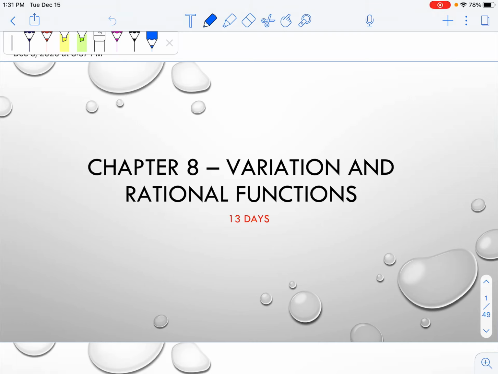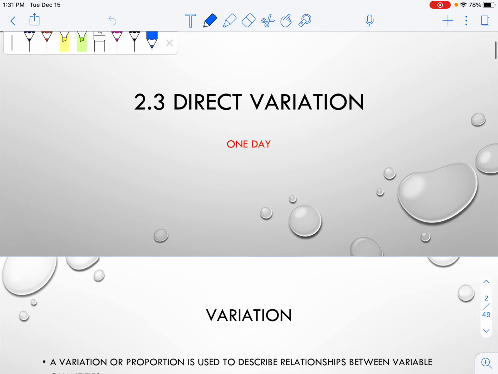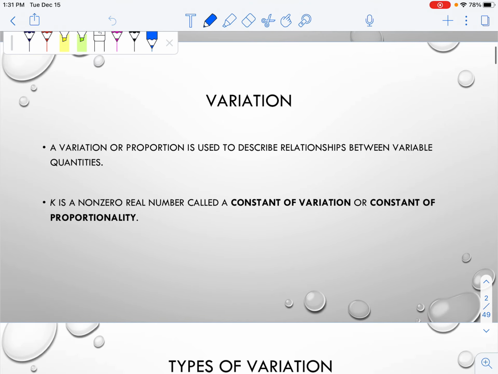Got a little bit of extra time here, so I'm going to do a quick overview of variation for Chapter 8. There are three types of variation. First one is direct variation.